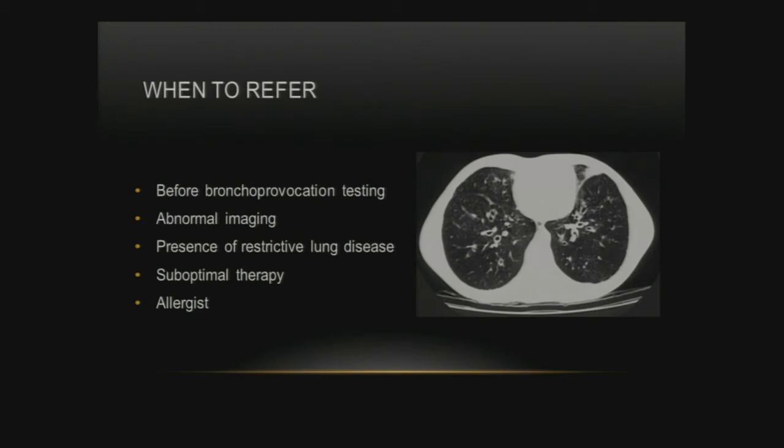Abnormal imaging is something that can confound your diagnosis. If you look at the CT scan on the slide, there's some central bronchiectasis. If this patient has PFTs that look like asthma, their diagnostic strategy and treatment management is going to be completely different, because this patient actually looks like they have allergic bronchopulmonary aspergillosis. That's going to be a completely different treatment pathway than just regular old asthma. So that's part of the reason why abnormal imaging really does need to go to a pulmonologist.